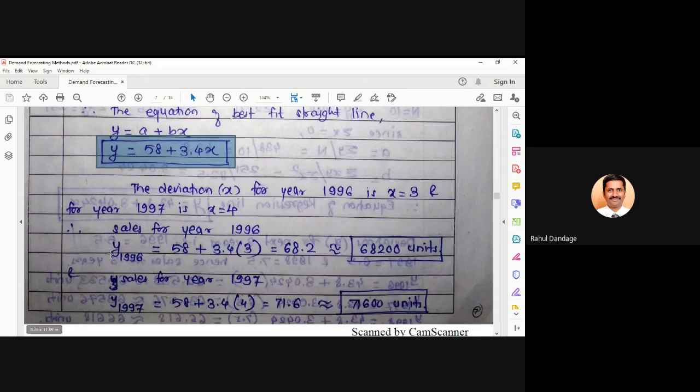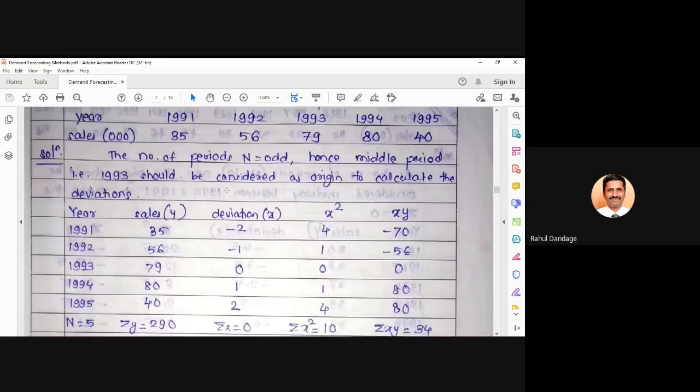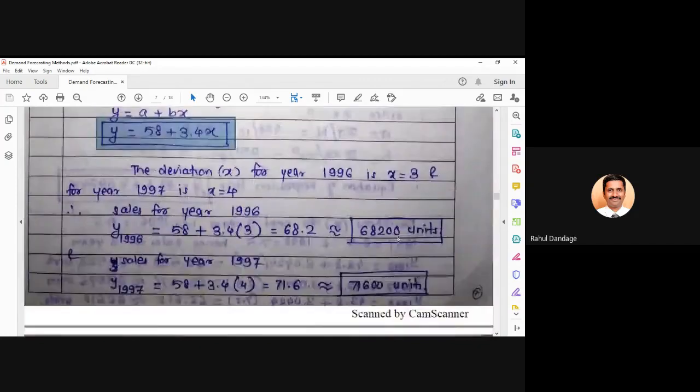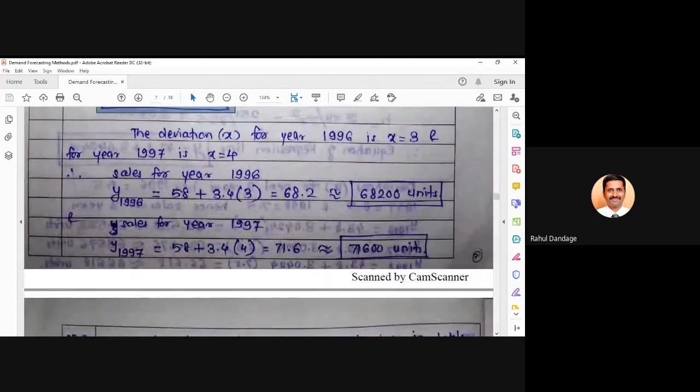In this case, we get the value of y for 1996 as 68.2, and the value of y for 1997 as 71.6. But since in this case the demand or sales for those SMPS was given in terms of 1000, you can see in the problem it was mentioned in bracket 3 zeros, means the values of sales are in 1000. So that's why we represent the final answer as 68,200 units for 1996 and 71,600 units for 1997.